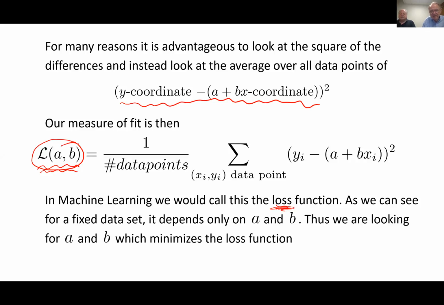It can't be 0 because there is no line that goes through all of them. If this number here is 0, well, because you are summing up positive numbers, a sum of positive numbers can only be 0 if they're all equal to 0. And that would mean that all the data points lie on the line, and of course, that's not possible. So we can't get it to be 0, but we can try to find a and b so it's as small as possible. So that's the object of this linear regression model: we want to find a and b such that this loss function is minimal.